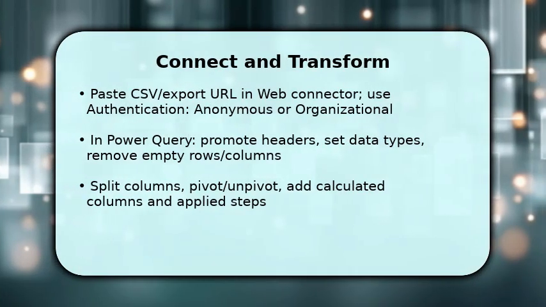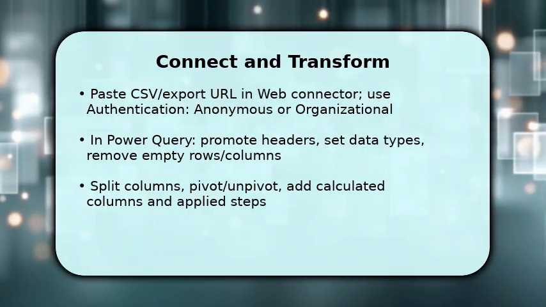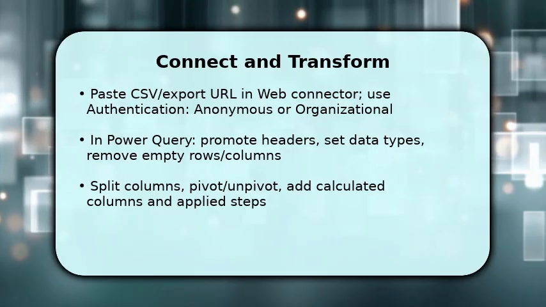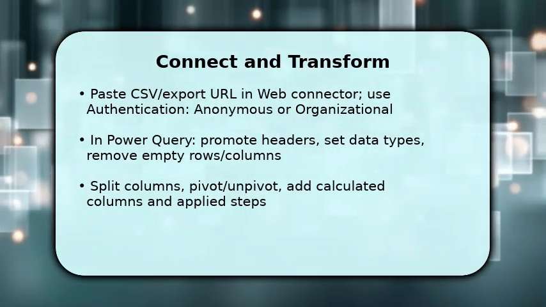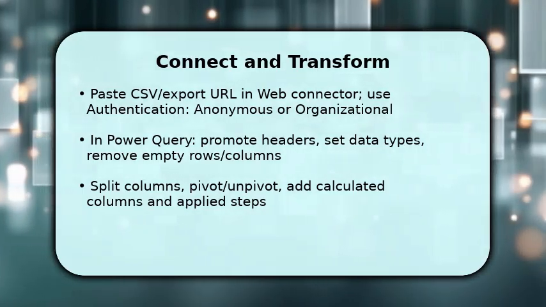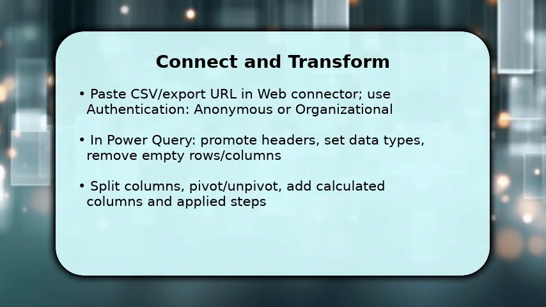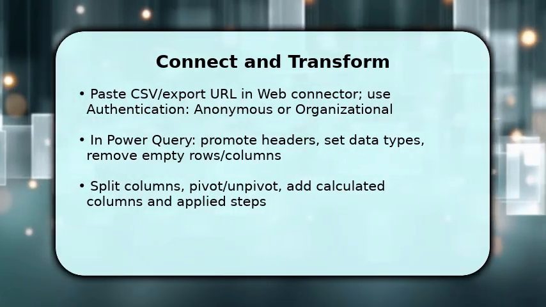After connecting, Power Query opens and shows the raw table. Here you shape the data. Promote the first row to headers so field names are consistent, and explicitly set data types to avoid refresh errors. Remove blank rows and columns, split combined columns, and pivot or unpivot depending on your model. Use applied steps to keep transformations reproducible.